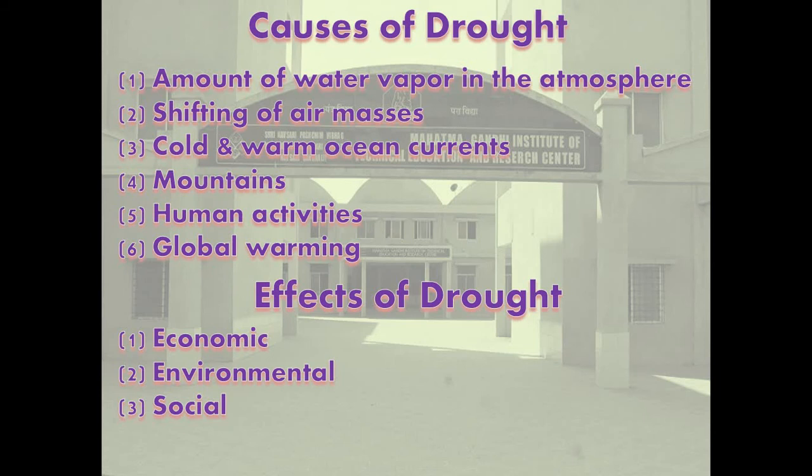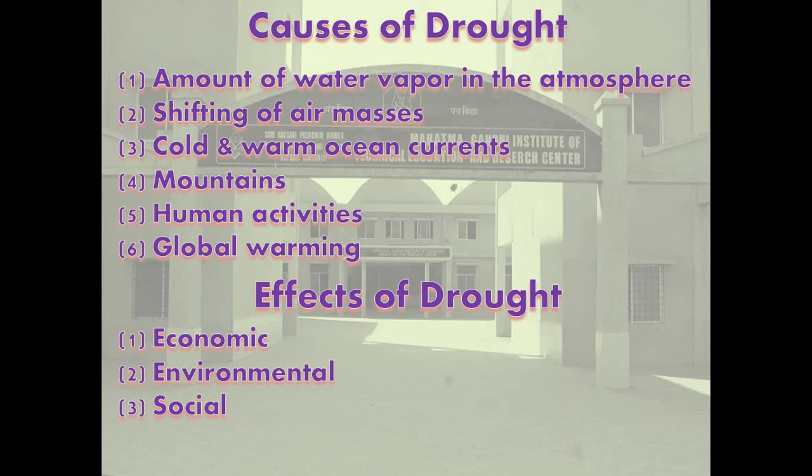Second, shifting of air masses. When winds shift air masses and warm, dry, continental air moves over an area as opposed to cooler, moist oceanic air masses, the area suffers a drought.